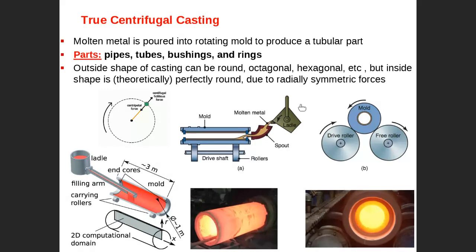This is a mold actually, and it is a rotating mold. You put liquid here, and you bring the liquid inside the rotating mold. For example, like this, this is a two-roller setup. The function of these two rollers is to rotate the mold. So the mold is rotating, as you can see.